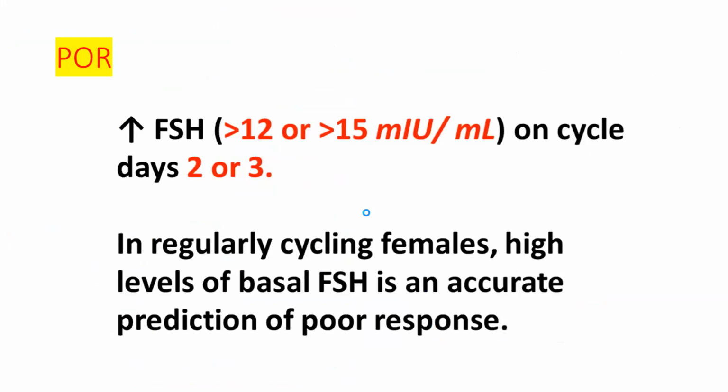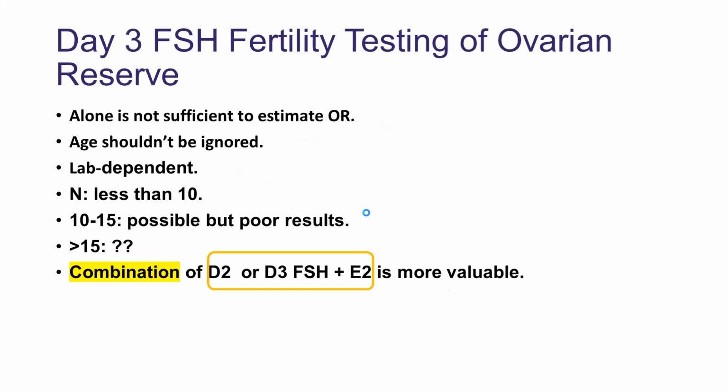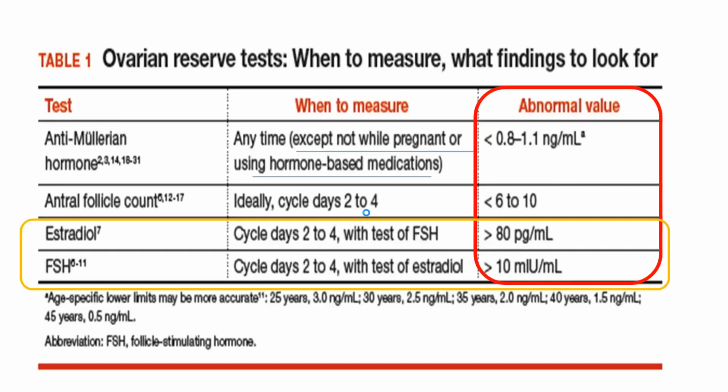So poor ovarian reserve is increased FSH more than 15, as I told you, in a regularly cycling female. This is a good predictor of the poor response. Again, it cannot be alone as a good test for ovarian reserve. We use it in combination with other tests. And here we can use it with estradiol.